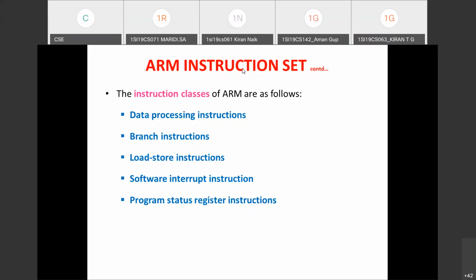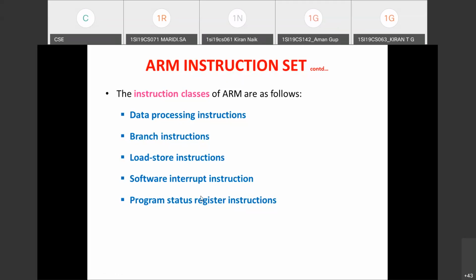So in turn, data processing instructions are classified into different instructions. What are those? We'll be looking into that in the next slide. Branch instructions: we'll be discussing conditional and unconditional branch instructions, how we can write them. And with respect to load store instructions, we'll be discussing single register transfers and multiple register transfers.